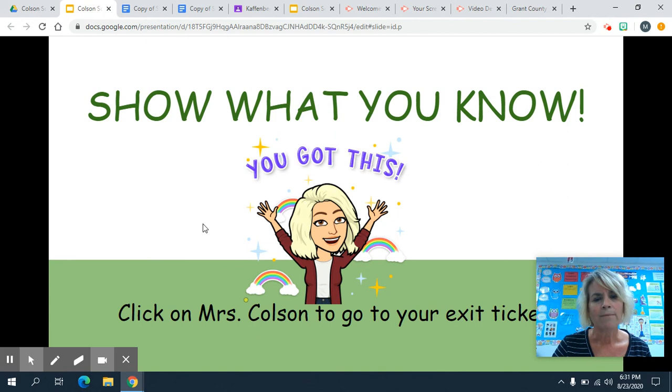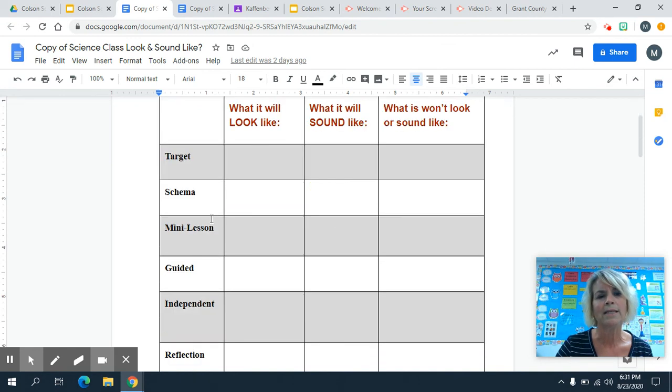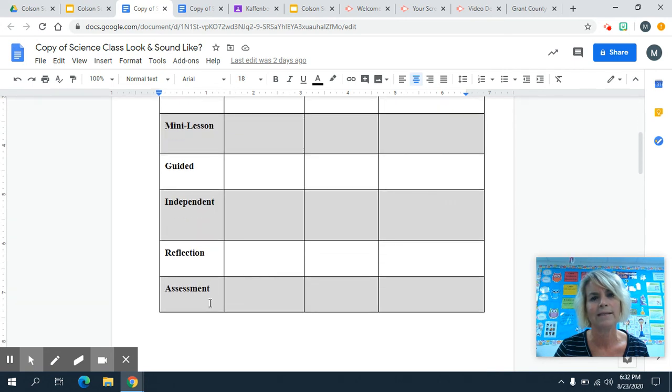So we are going to meet again at our Zoom meet. And remember, at our Zoom meet, we're going to talk about these things. So just be thinking, what does our science class look like and sound like, and what would it not look like or sound like? Okay, so I'll see you at the Zoom meet. And when we meet, we'll talk about the target, the schema, the mini lesson, the guided practice, the independent practice, and the reflection and assessment.